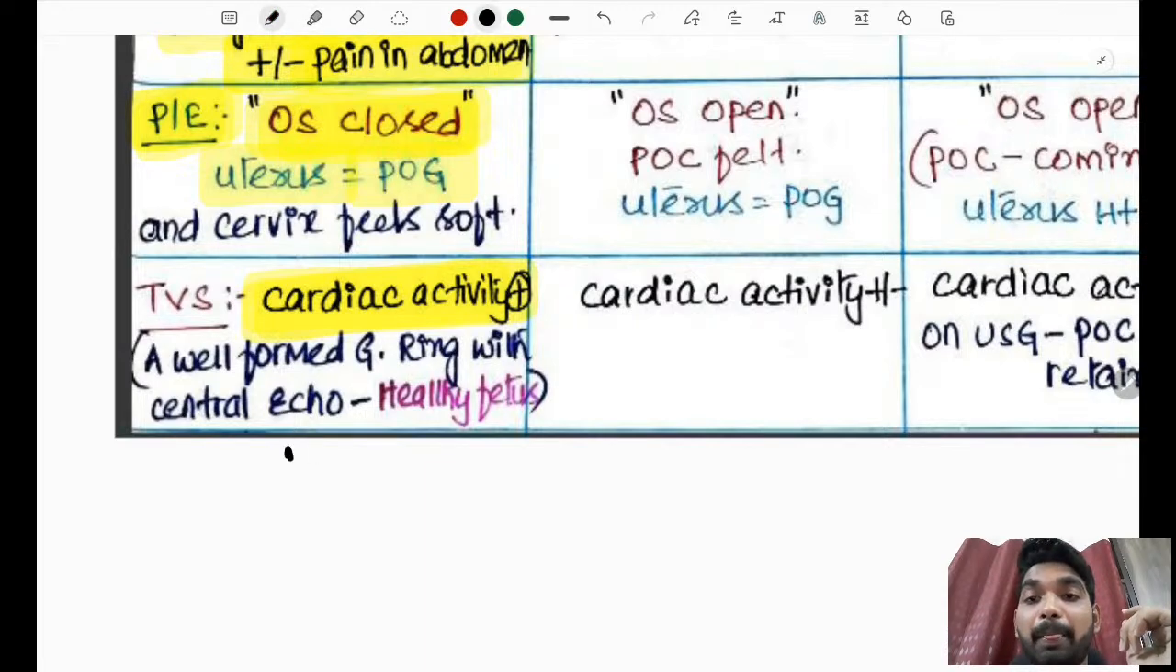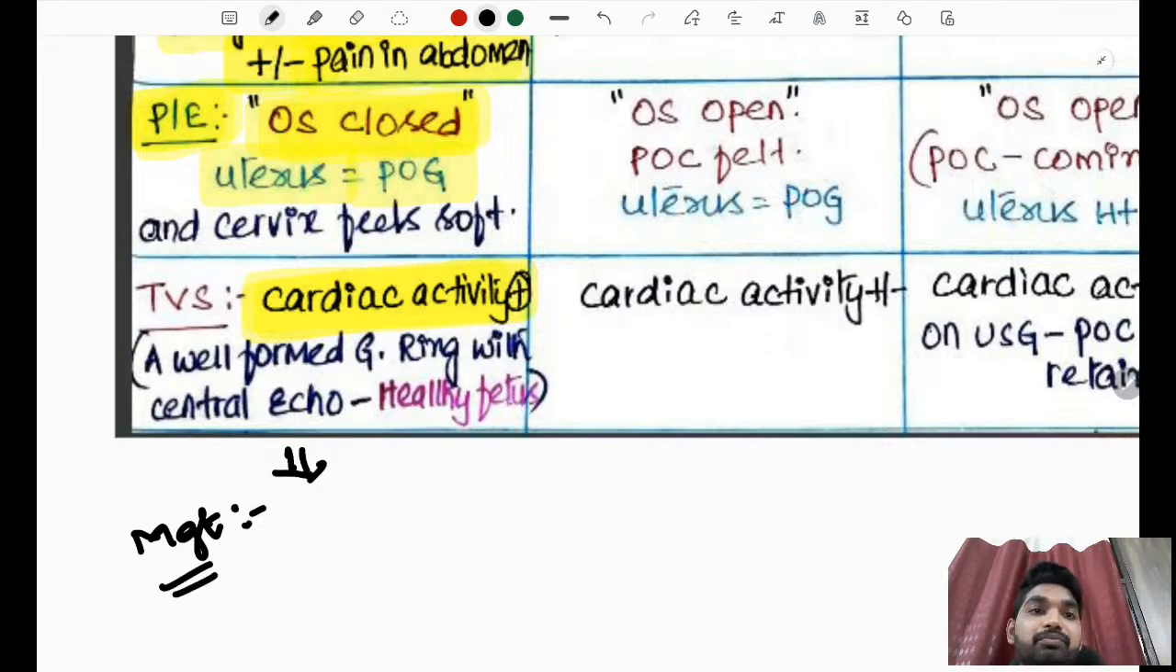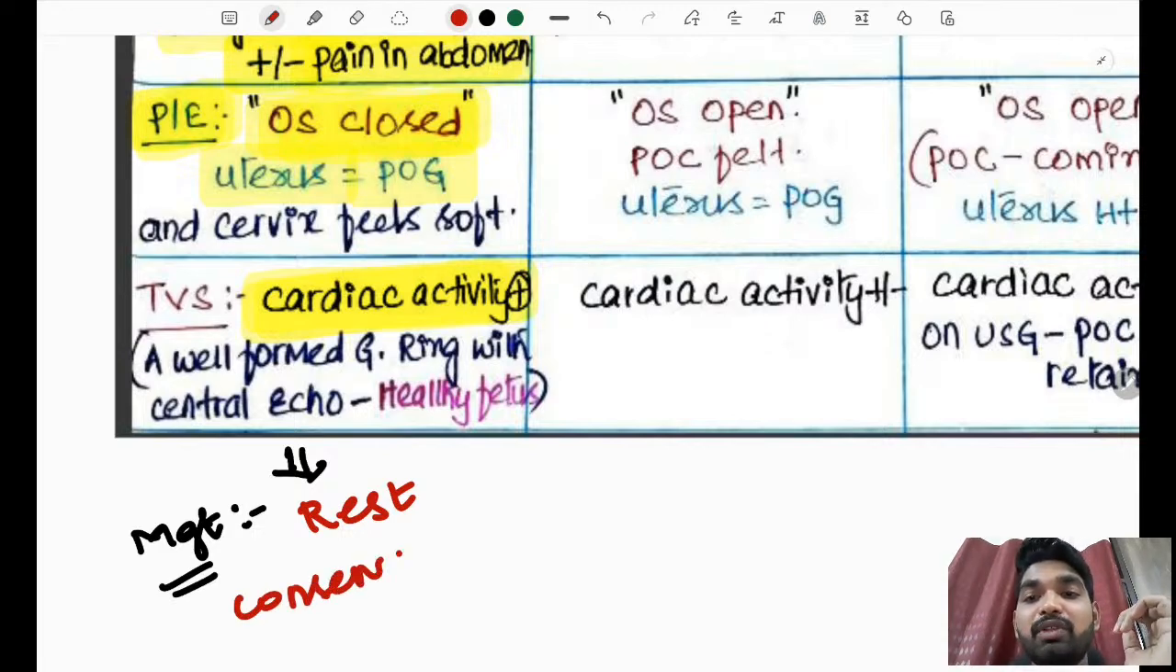Just tell me, what is the management of threatened abortion? Yes, as you said, it is not bed rest, it is rest. You will give rest, that is the conservative management you are going to give in this case.